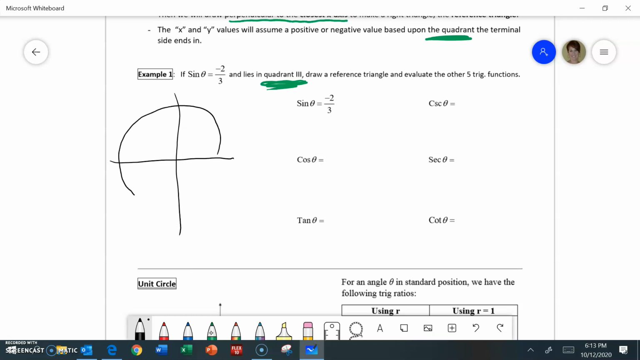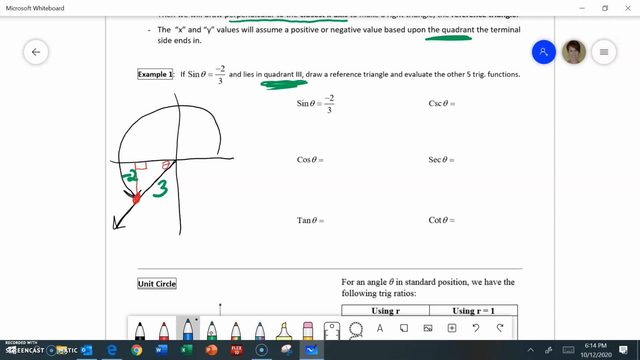So if I draw this big angle somewhere, I don't know where, I'm going to draw the terminal side. And remember, we don't know where that point exactly is, but we know we need to land down here in quadrant 3. So what I'm going to do is draw a perpendicular to the x-axis, and we know our theta is always tucked in between the x-axis and your terminal side. So now if I use the information given, sine is opposite over hypotenuse. So this side would be -2, and our hypotenuse would be 3.